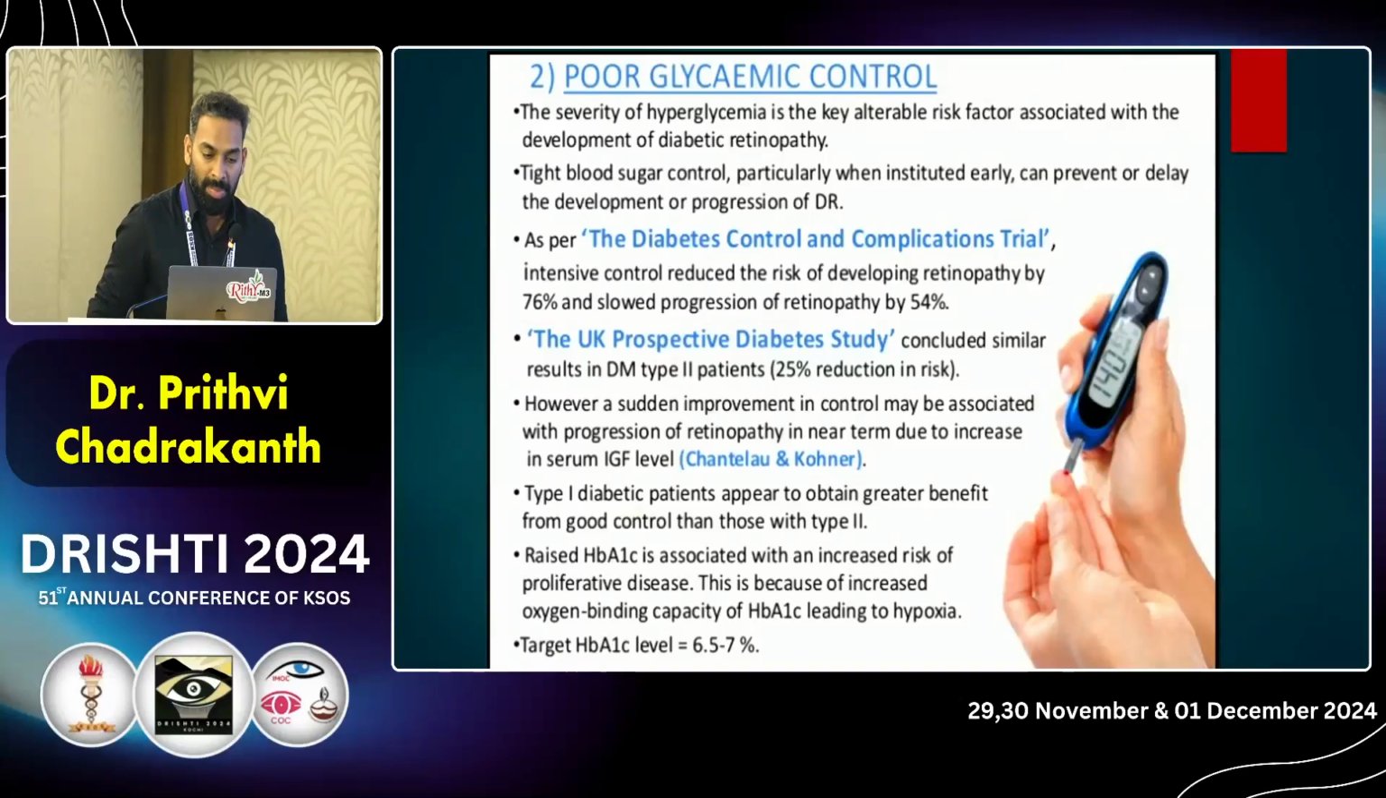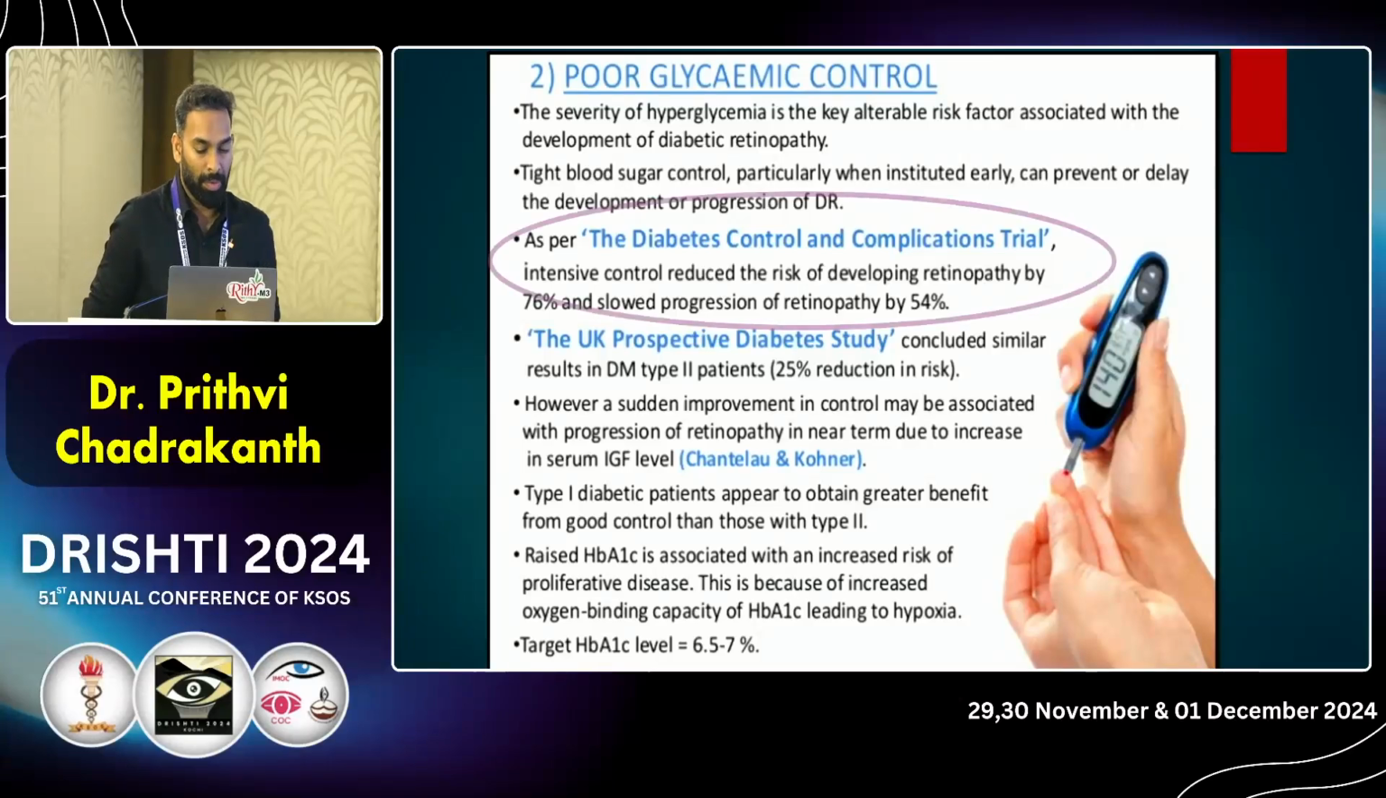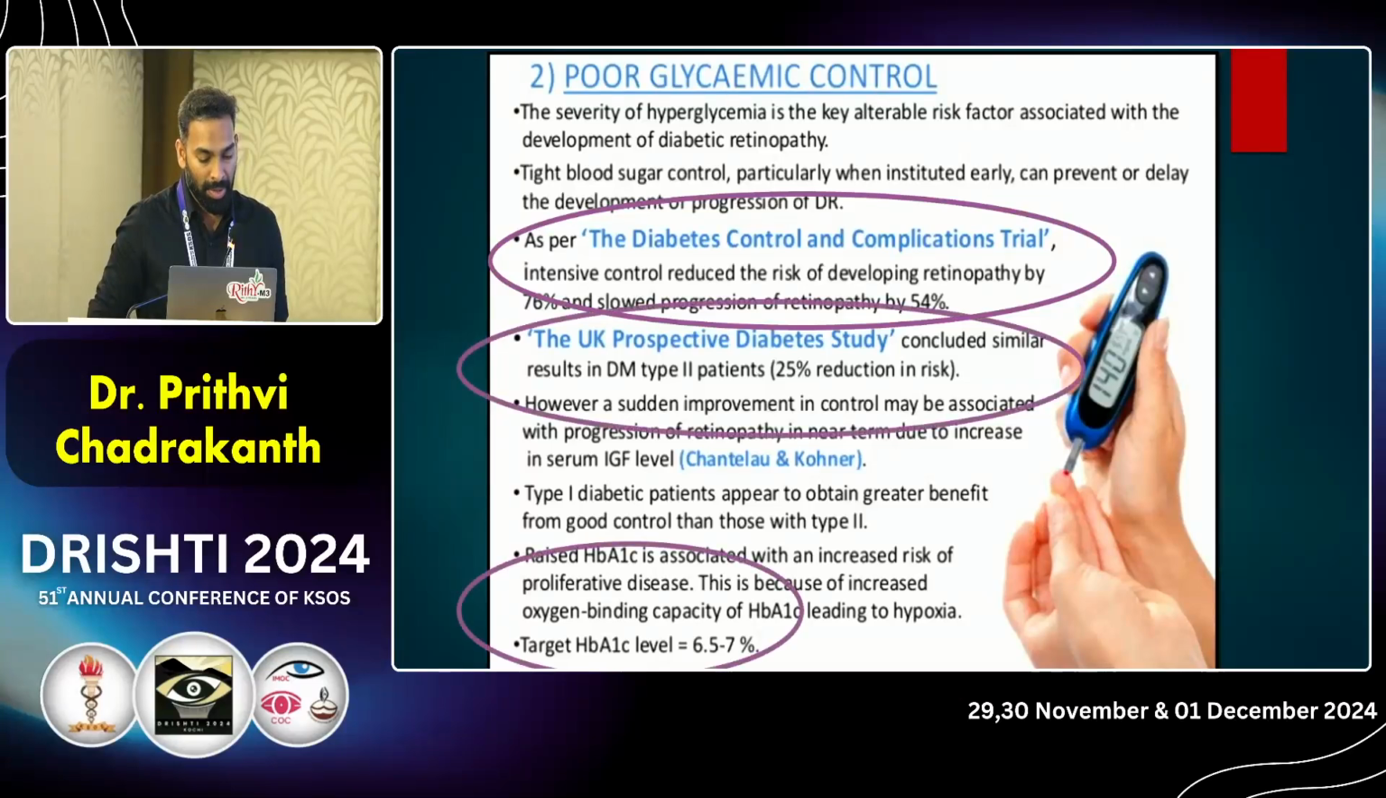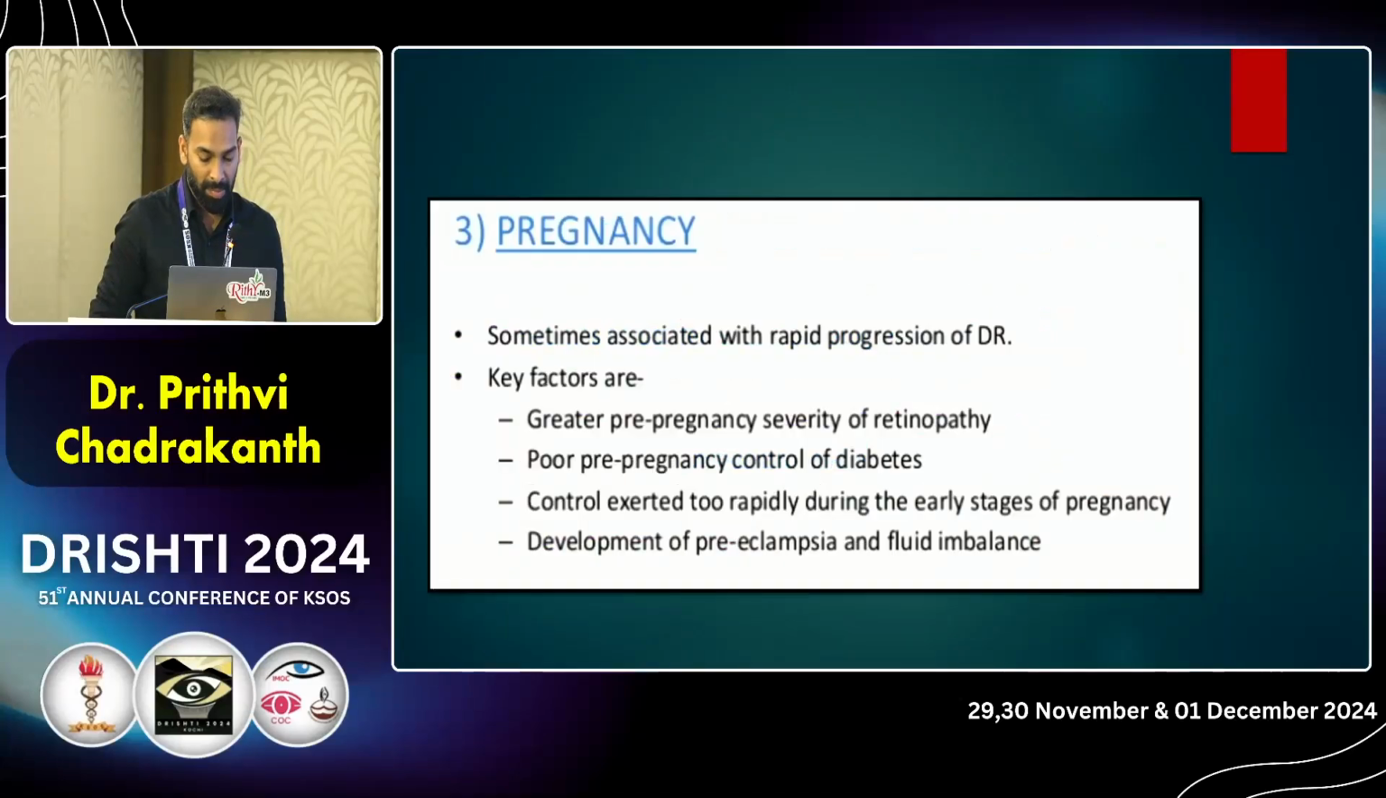Poor glycemic control. As you can see, the Diabetes Control and Complications Trial showed that intensive control gave a 76% reduction in the risk of developing retinopathy and slowed progression of retinopathy by 54%. The UKPDS also gives a similar conclusion, and the target HbA1c should be between 6.5 to 7%.